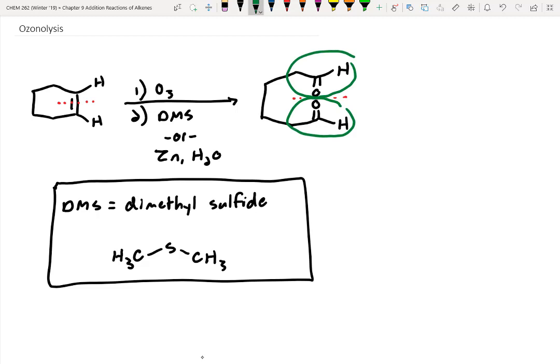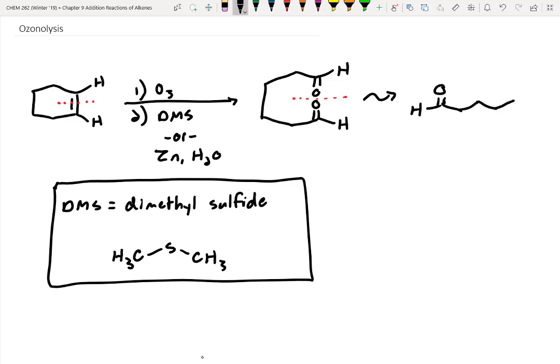In this situation, we've created two new aldehydes. This is kind of a weird way of viewing this. So instead, we can kind of unfurl this and draw it as a straight chain form. And this is the exact same product. So you can use this reaction to form aldehydes and ketones.